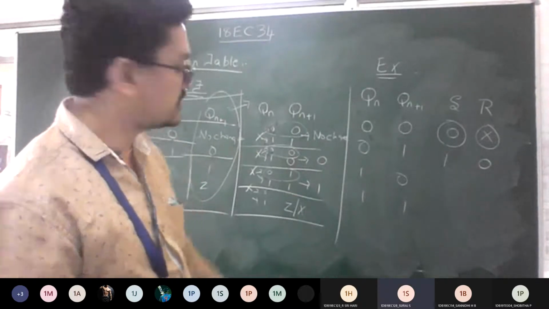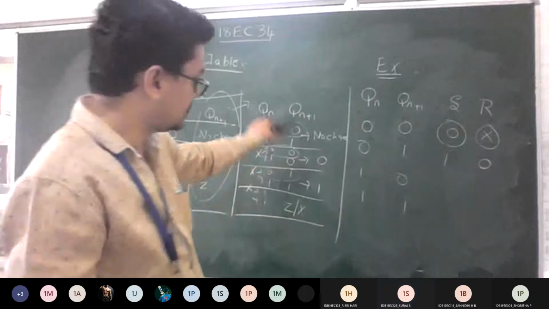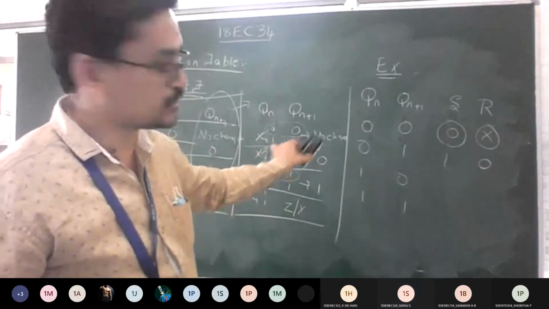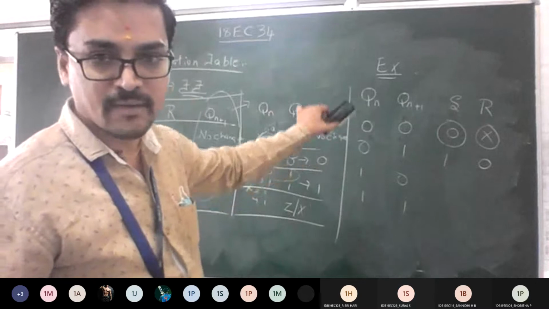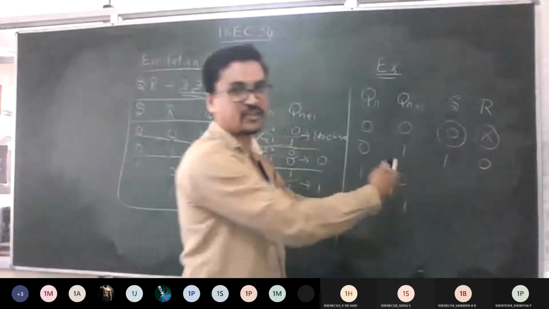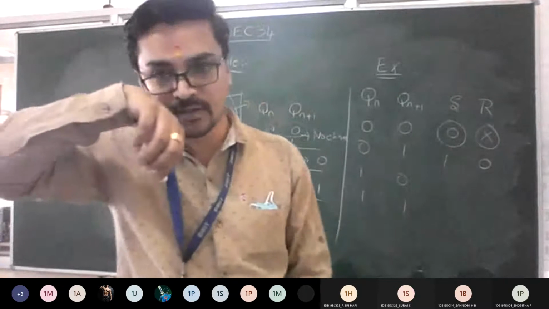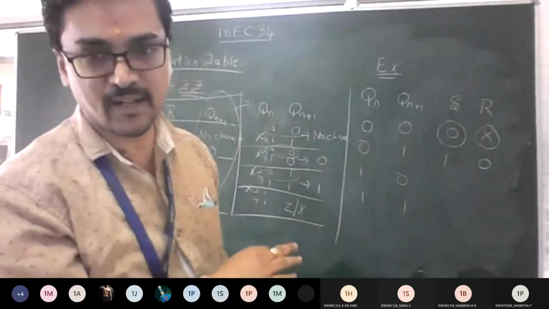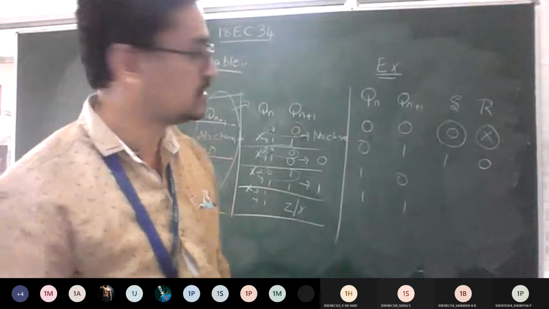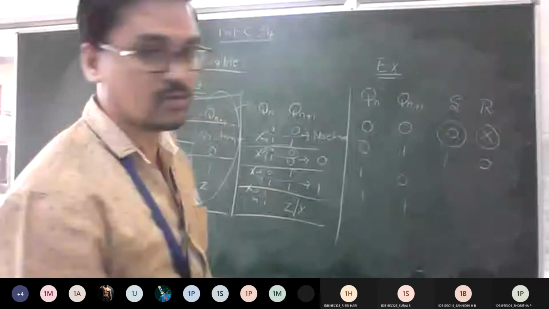See, for the excitation table, this part is not explained anywhere. That's why I thought to explain it once more, because many have doubts about the excitation table itself. They have straight away given this table. They do not explain from where you got it, how you got it. So that is the main agenda in any design part. That is why we did this concept once more. So now, can you tell me the answer for 1, 0?